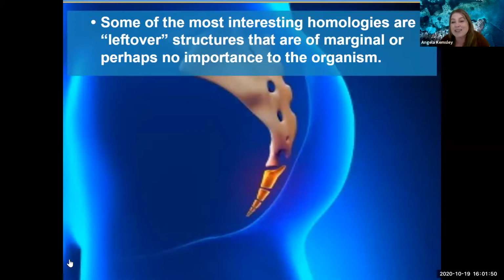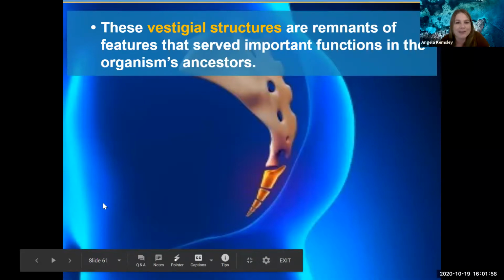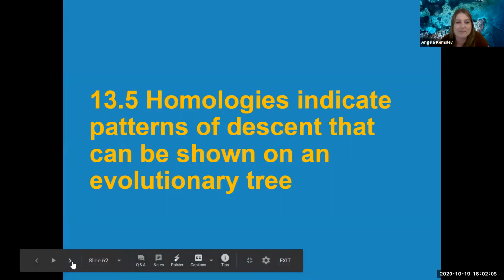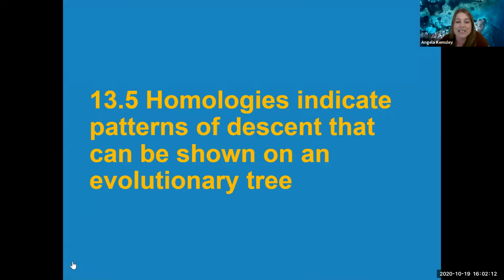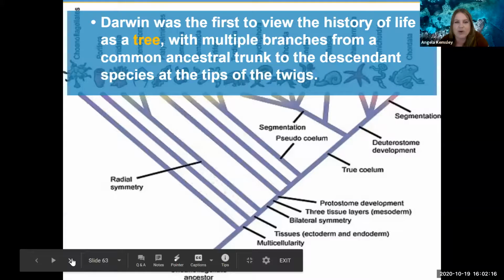And some of the most interesting homologies are what we call leftover structures that are of marginal or perhaps no importance to the organism. You've probably heard these referred to as vestigial structures. They're remnants of features that served a purpose in the past, but they don't serve a purpose anymore. But we just haven't evolved to get rid of them yet. And homologies actually indicate patterns of descent that can be shown on what we call an evolutionary tree. So let's take a look.